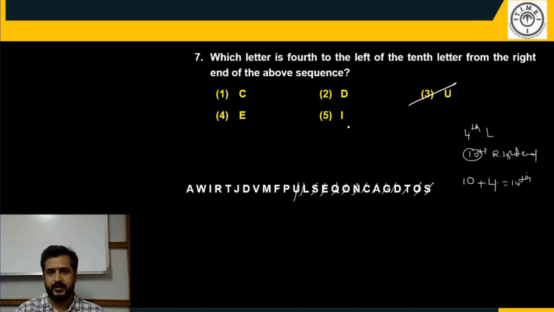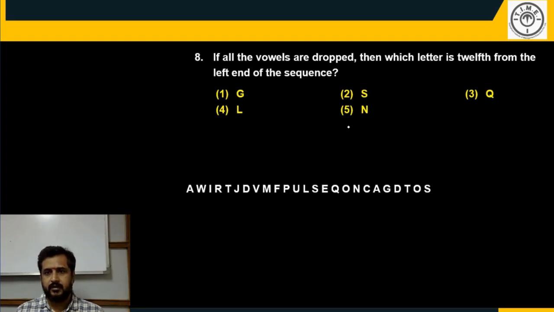Okay. Now move to the next question. If all the vowels are dropped, which vowel is 12th from the left hand? So from the left hand onwards, you have to count the 12th vowel. So instead of dropping the vowels, don't count the vowels. Okay. 1, 2, 3, 4, 5, 6, 7, 8, 9, 10, 11, 12. So what is the answer? Q. Just skip the vowels. Don't drop the vowels and don't write the new sequence and don't waste your time in the exam.